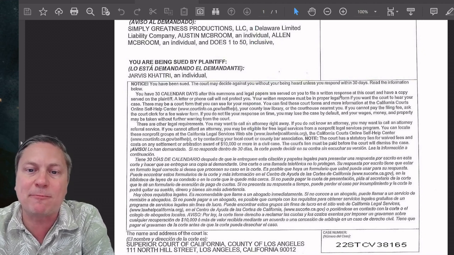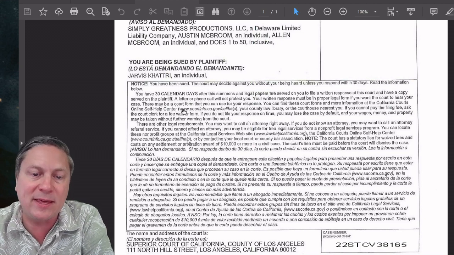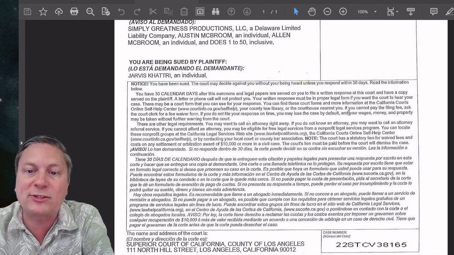Your written response must be in proper legal form if you want the court to hear your case. There may be a court form that you can use for your response. You can find these court forms and more information at the California Courts Online Self-Help Center. And then they give them a URL, it actually looks like this is in the file, like electronically, so you can click on it. Your county law library or the courthouse nearest you.